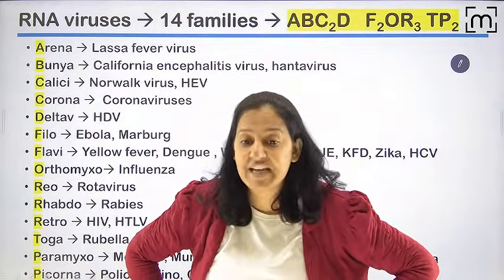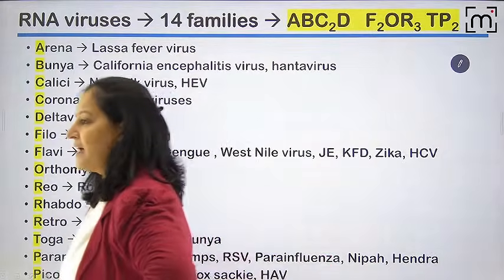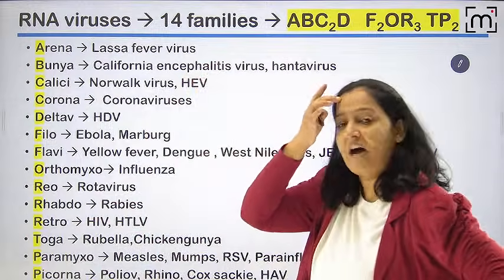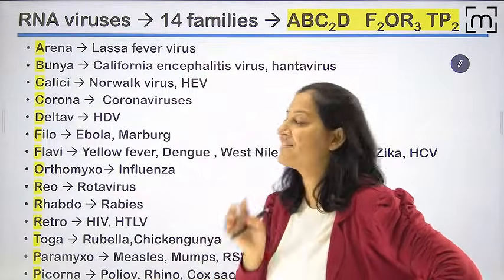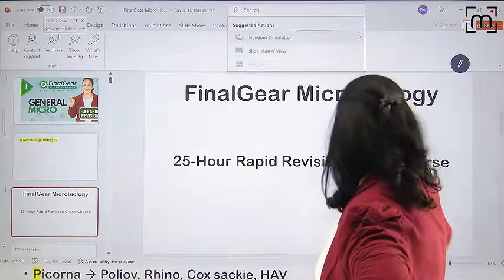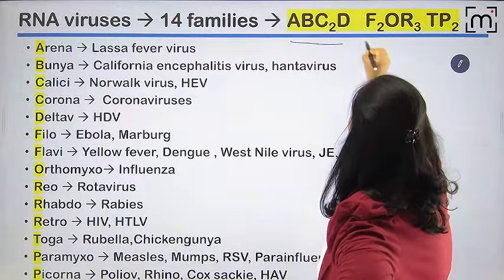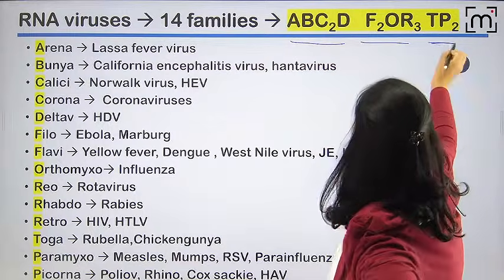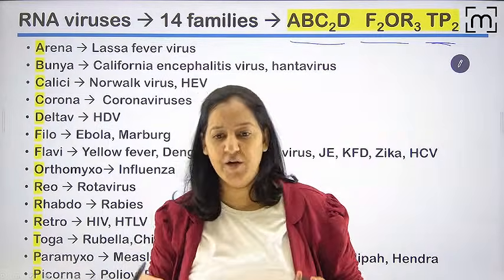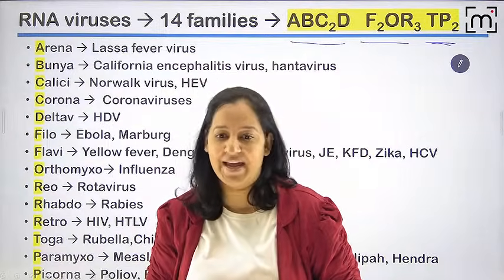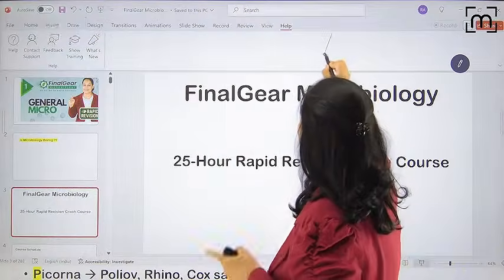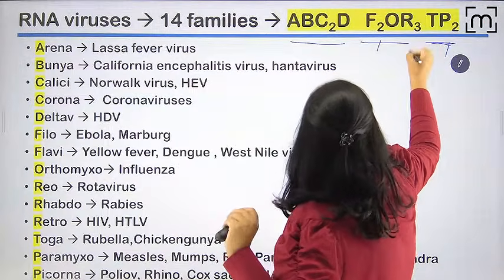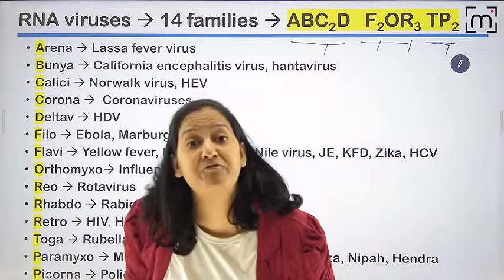Now coming to the 14 families of RNA viruses. What are the 14 families of RNA viruses? The mnemonic is ABCD, FOR, ABCD for TP, PP or PT. If you have a better mnemonic, kindly share, otherwise I can make this. ABCD, so C is 2. Double C is there. F is also double, P is also double and R is 3. If you count, total will be 14.